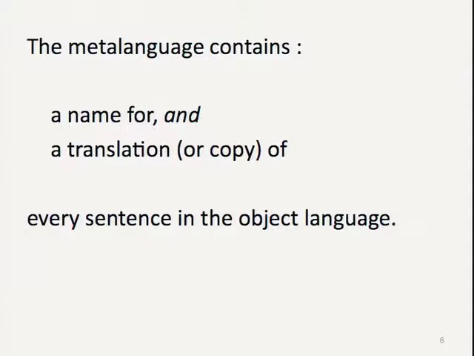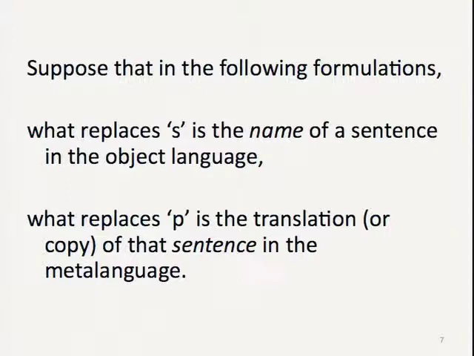We're about to define truth. So follow me very closely here. Okay. Once you've got a name for every sentence in your object language and a translation of every sentence in your object language, then you can give the following formulation. We're going to use S. When I write S in what follows, what's going to replace S will be the name of a sentence in the object language. Okay? Is that all right?